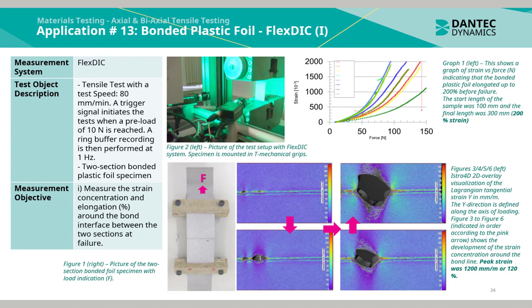Figures 3, 4, 5 and 6 show the ISTA40 2D overlay visualization of the Lagrangian tangential strain in Y in millimeters per meter. The Y direction is defined along the axis of loading. In figures 3 to 6, indicated in order according to the pink arrows shown, users can see the development of the strain concentration around the bond line. The peak strain was approximately 1,200 millimeters per meter, or 120%.